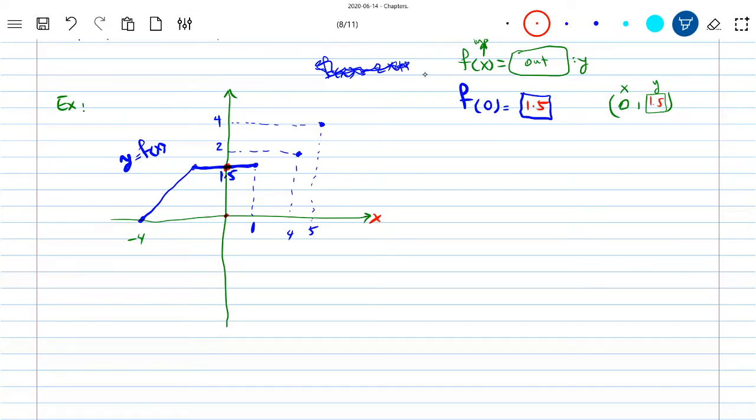How about if I ask you what is f of 4, for example? You find the x value of 4. You want to find out what the y coordinate is. Given x equals 4, what is the y coordinate? This is the corresponding point. The y coordinate is 2. So I can say f of 4 must be 2.